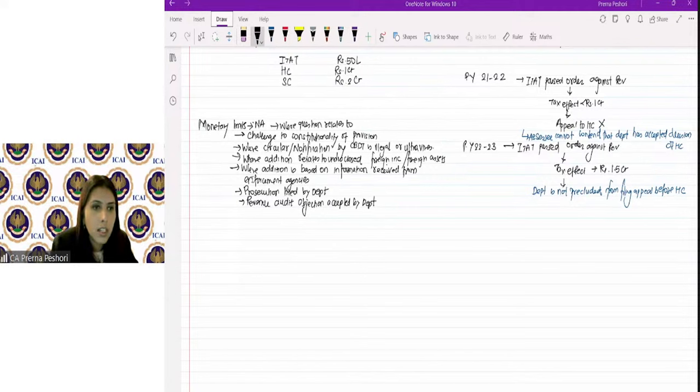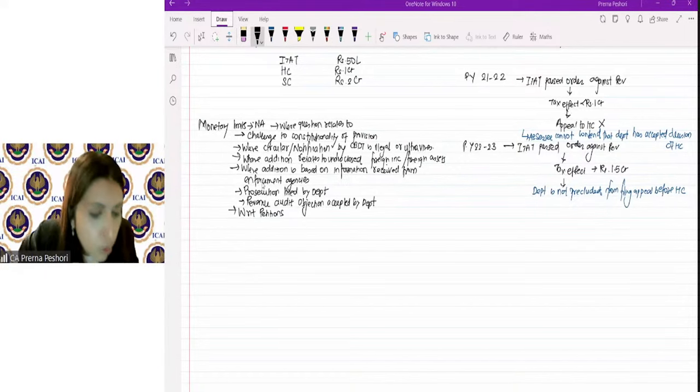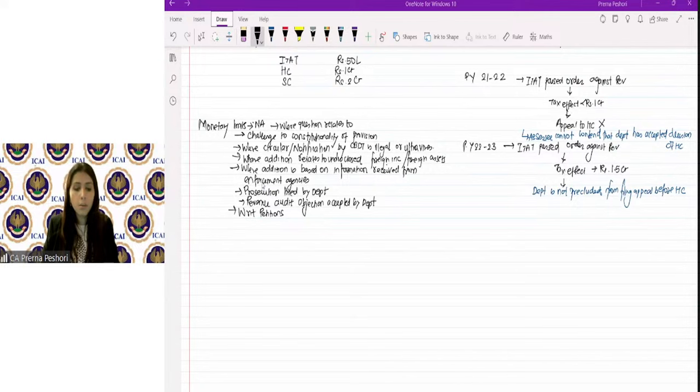And finally, writ petitions. Writ petitions are again different. There are different writ petitions which challenge the constitutional provision. So for that, the writ petitions are filed. Or where the appeal is not available against any particular provision. So in those cases, you can file the writ petition. For example, if I told you that against the order passed under 264, the revision order, there is no appeal which lies. So what you can do, you can file the writ petition. So wherever the appeal option is not available, you can file the writ petition under the Indian Constitution.